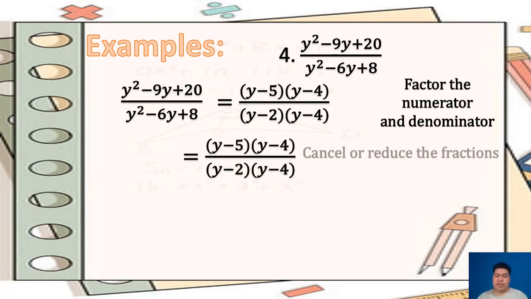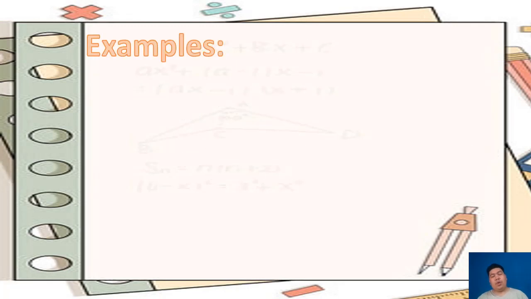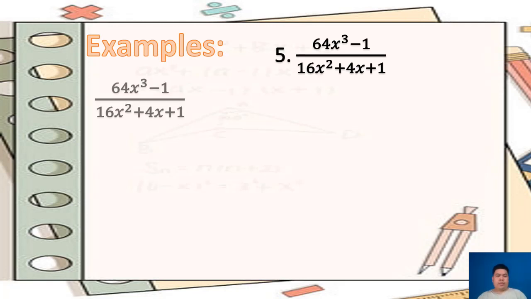The next step here is to cancel or reduce the fraction. Cancel y minus 4 from the numerator and y minus 4 from the denominator. Then for the last step, rewrite the remaining factor, which is y minus 5 all over y minus 2. And for our last example, we have 64x cubed minus 1 over 16x squared plus 4x plus 1.